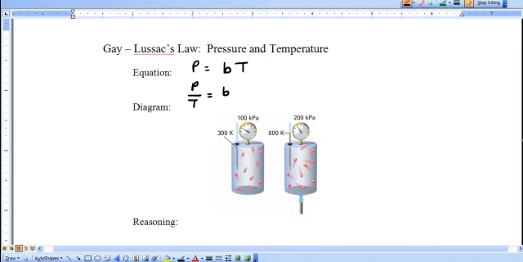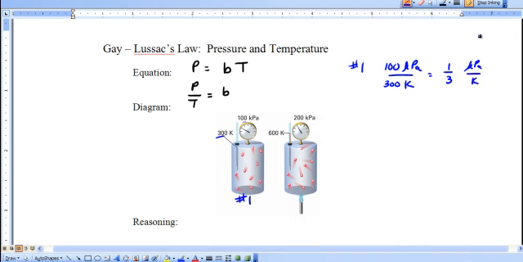And if you look at this diagram, here's a container that is not allowed to expand. Unlike the previous law where you allowed the volume to expand, here we're not. So what's going to happen if you look at, we'll call this one number 1. Let me do this one in blue. If you notice, we have 300 Kelvin and the pressure is 100 kilopascals. So if I take my scenario number 1, pressure is 100 kilopascals and the temperature is going to be 300 Kelvin. And of course that is equal to 1 over 3 kilopascals per Kelvin.